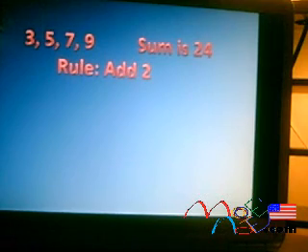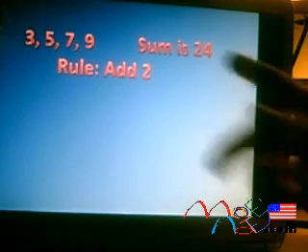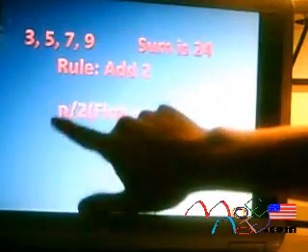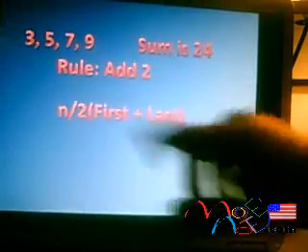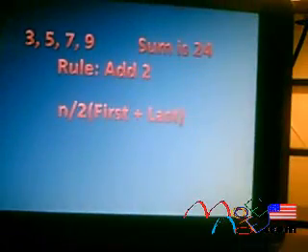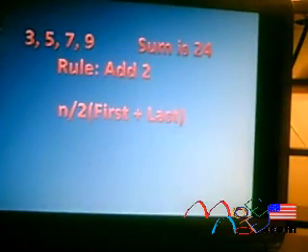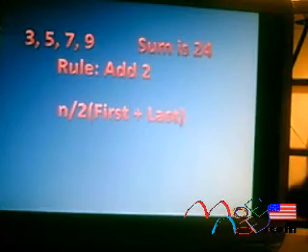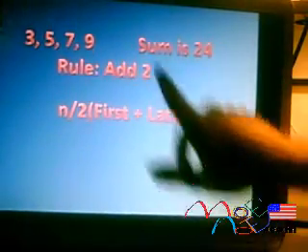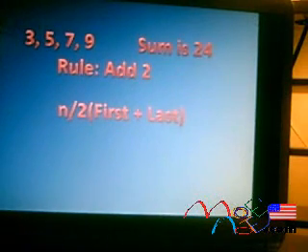Unless you memorized it. He said, no, I didn't memorize it. I used this equation. The number of terms divided by 2, in this case would be 100 divided by 2 is 50, times the first plus the last term. 1 plus 100. So that's 101 times 50. And that's how he got the answer.